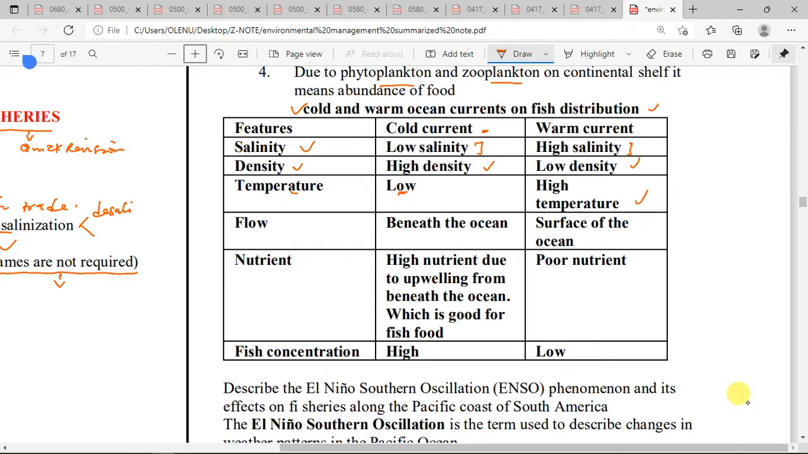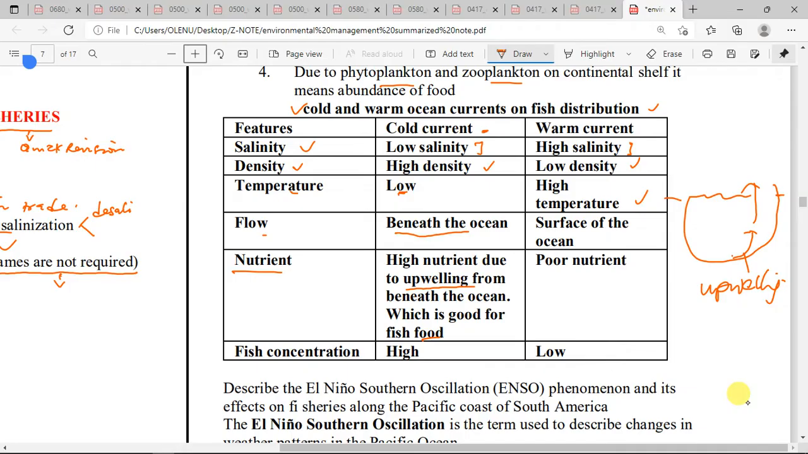Flow, cold currents normally flow from beneath the ocean to the surface, while warm current flows at the surface of the ocean. So if you have an ocean bank, you find out that cold current normally comes from beneath to the surface. This process of moving of current from beneath to the surface of the water is known as upwelling. And as it comes to the surface, it brings along with it nutrients. Cold currents are usually high in nutrients due to upwelling from beneath the ocean, which is good for fish food.